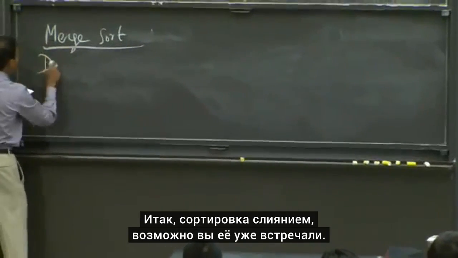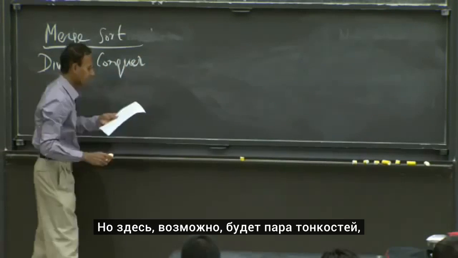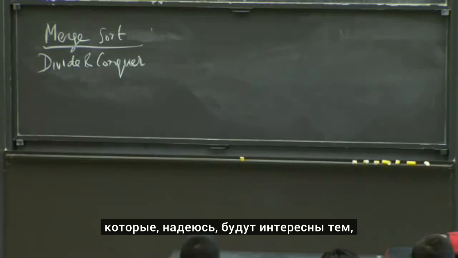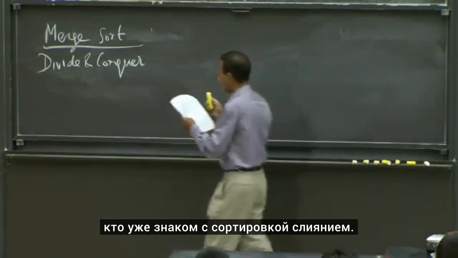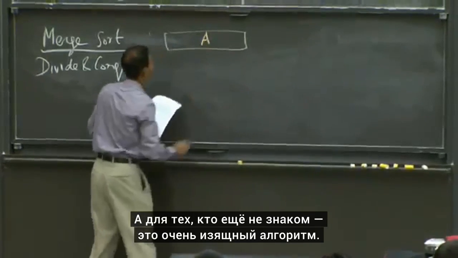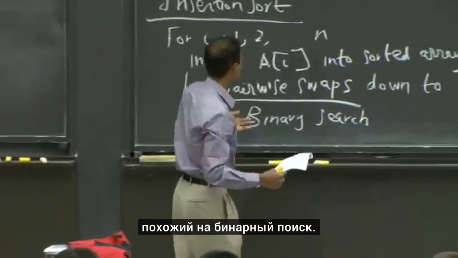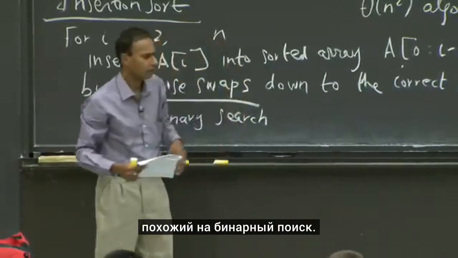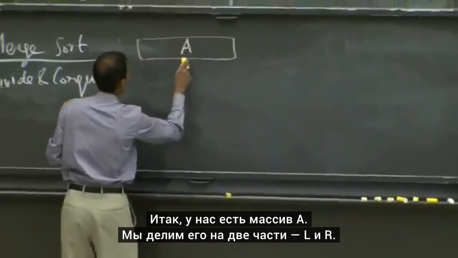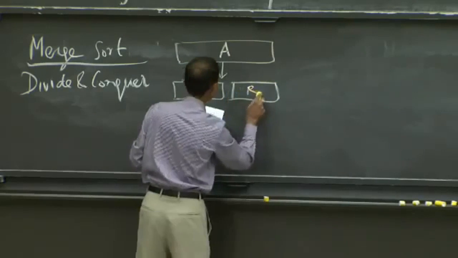So merge sort is also something that you've probably seen, but there'll probably be a couple of subtleties that come out as I describe this algorithm that hopefully will be interesting to those of you who already know merge sort. And those of you who don't, it's a very pretty algorithm. It's a standard recursive algorithm, similar to a binary search. What we do here is we have an array A. We split it into two parts, L and R.